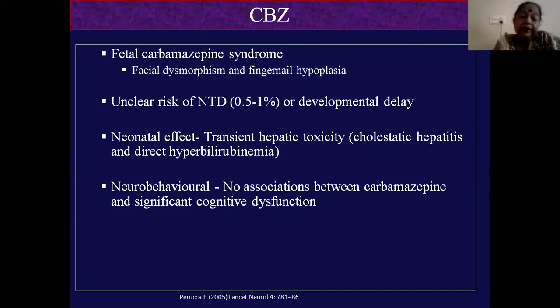Now, neonatal effects are transient hepatic toxicity, cholestatic hepatitis, or direct hyperbilirubinemia. And neurobehavioral, there is no association between carbamazepine and significant cognitive dysfunction.